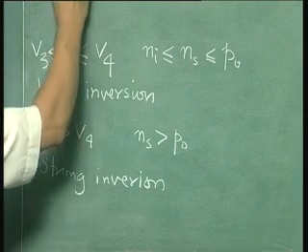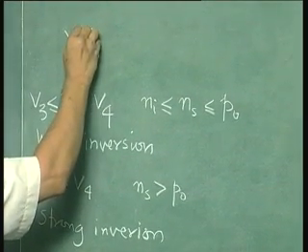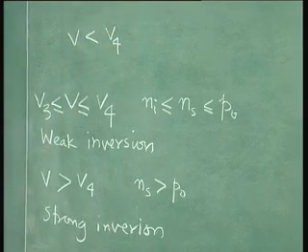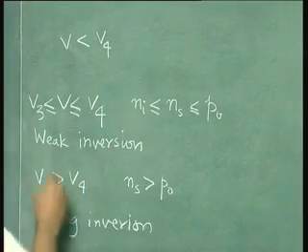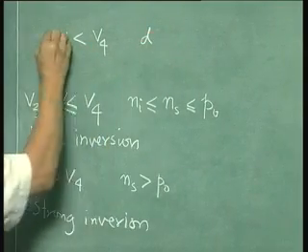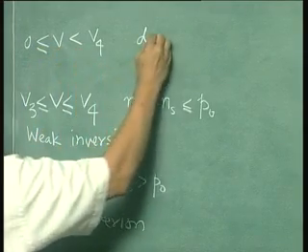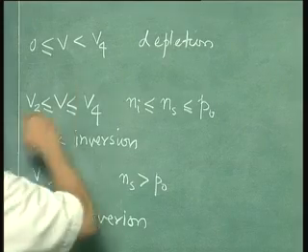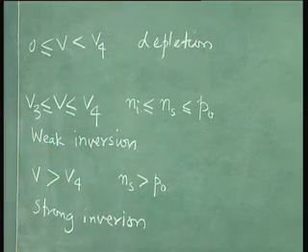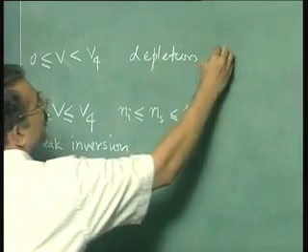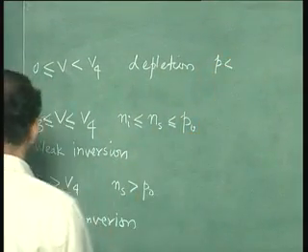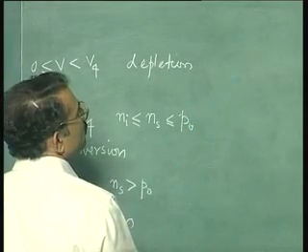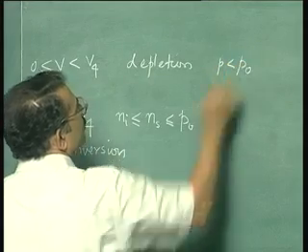And for the condition V less than V4, you also have depletion. So for V greater than 0 or less than V4, you also have depletion of holes. So in this case, your P is less than P naught.